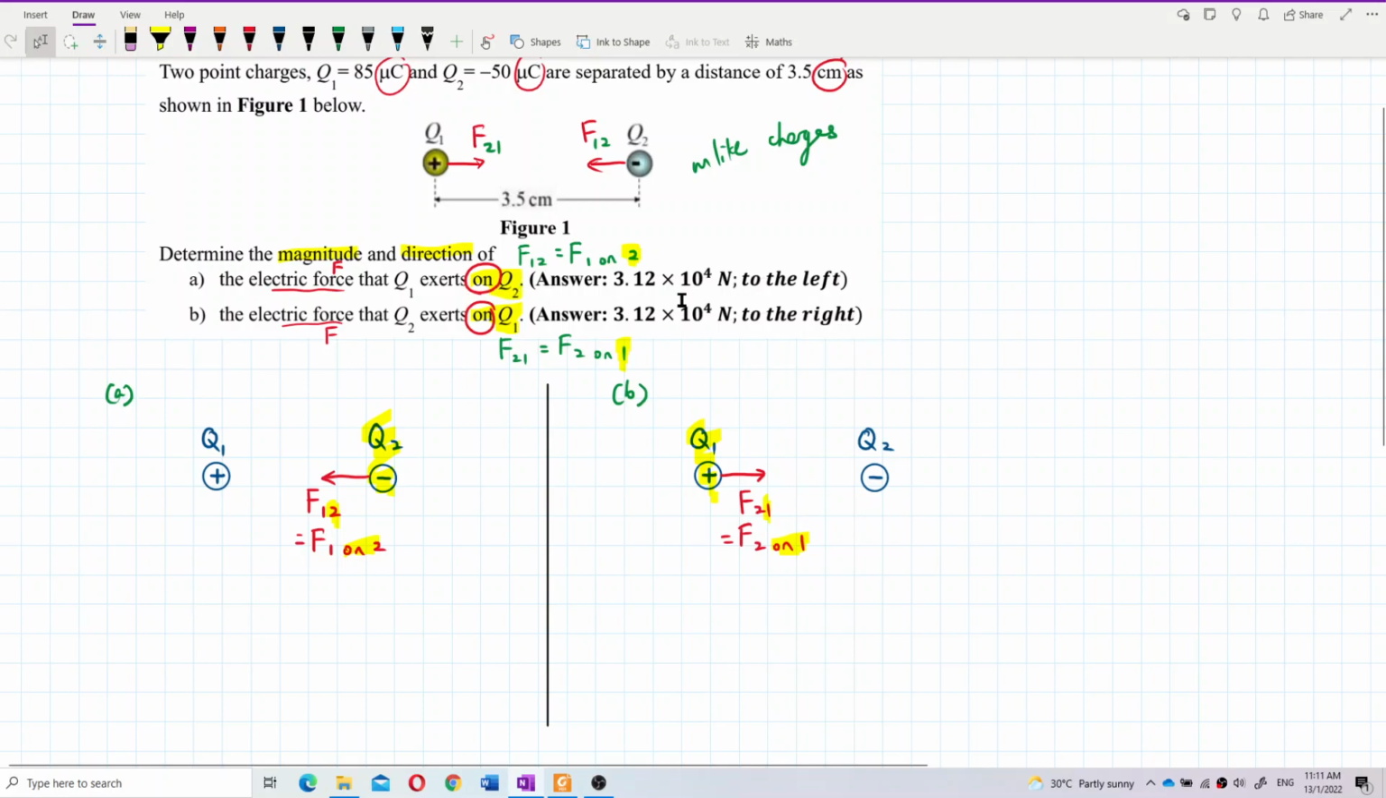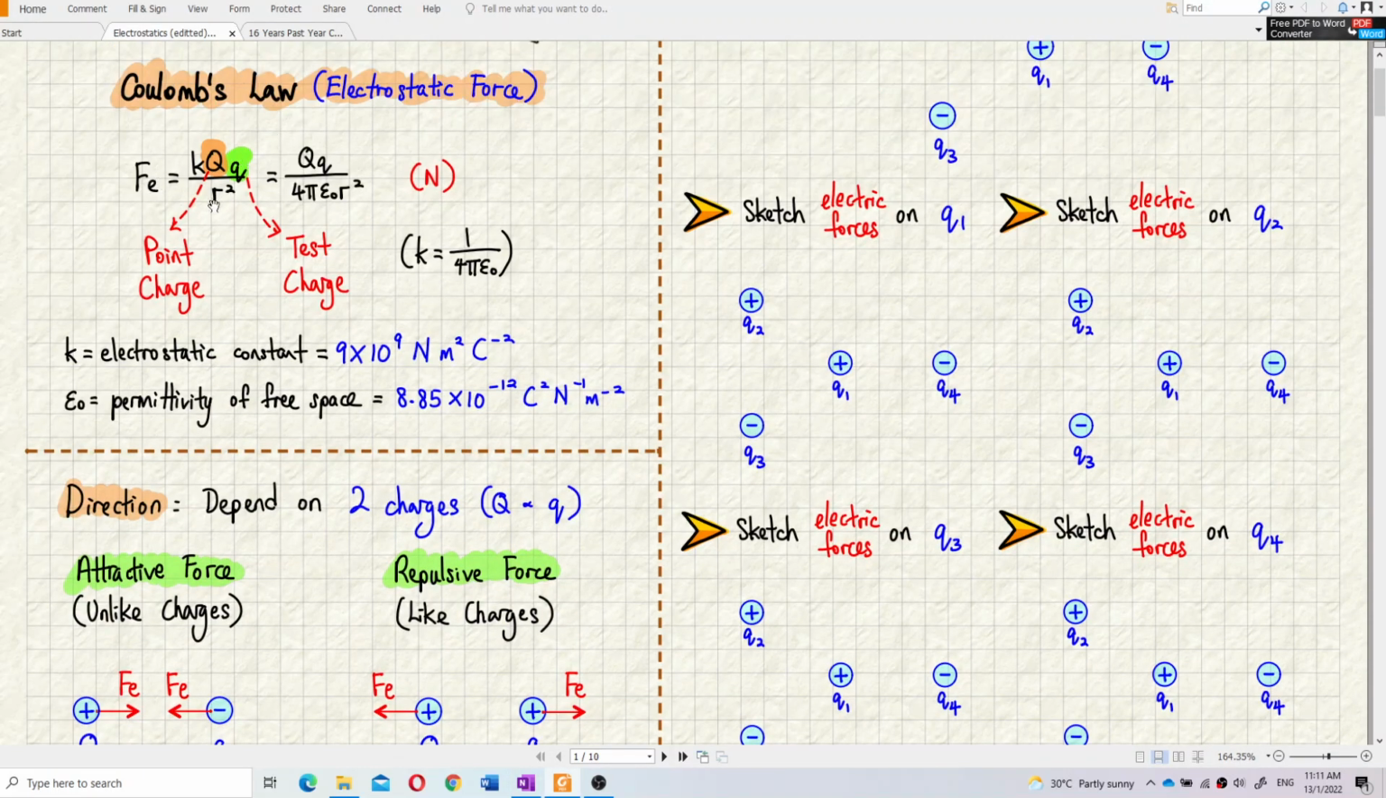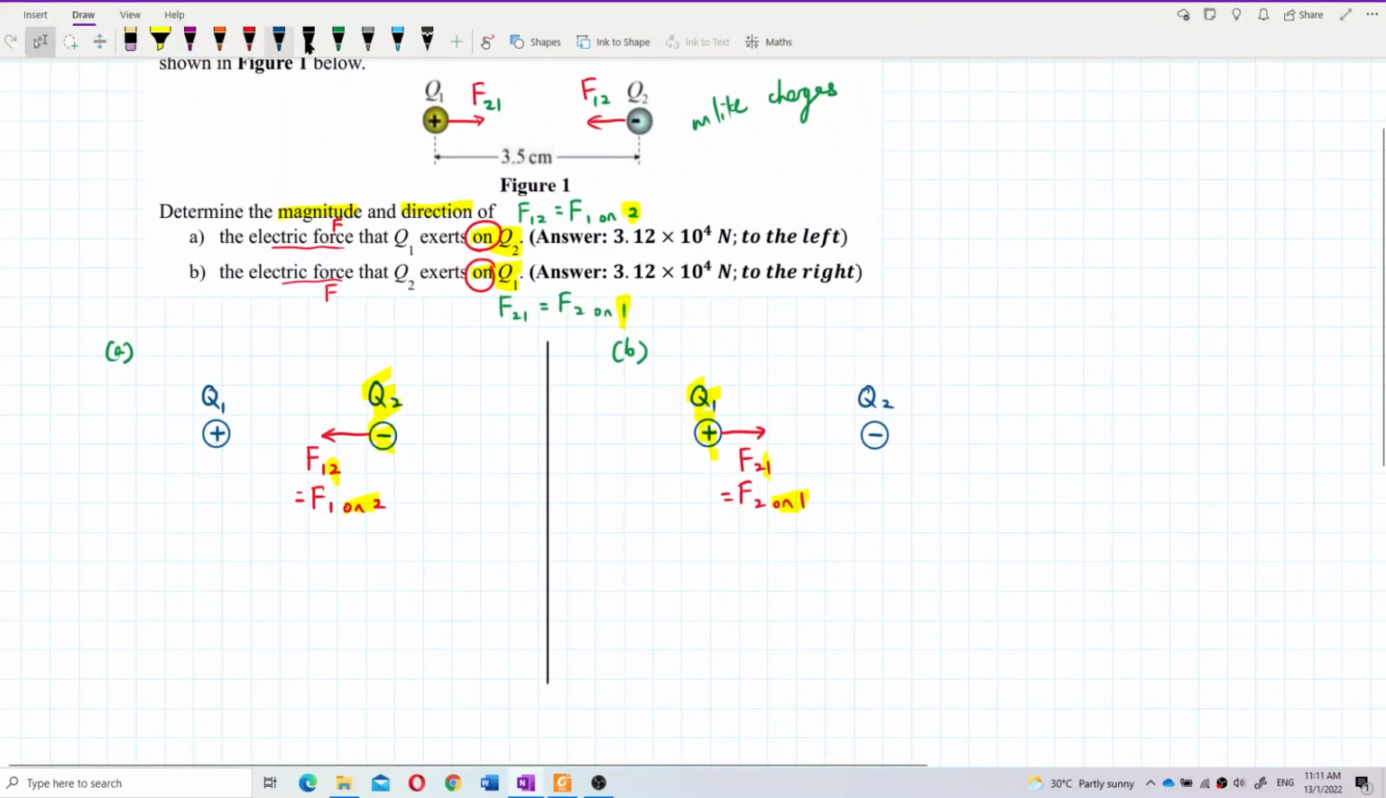Now we want to find the value. How to find the value? Just use the formula KQQ over R square. Yeah, KQQ over R square. Let's find out.